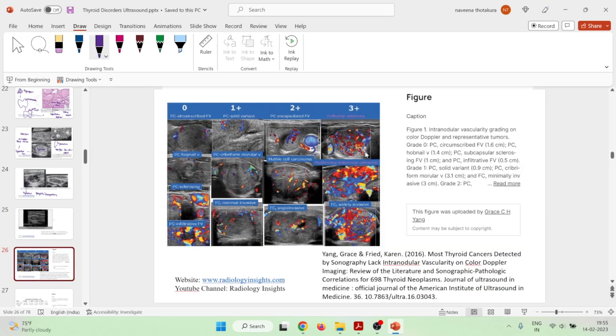Then we also see different types of vascularity. There can be perinodular vascularity, that is, around the nodule, where you will see the vascularity here, or you can also see intranodular vascularity, that is, inside the nodule. As the vascularity increases, the suspicion that the nodule is malignant will also increase.